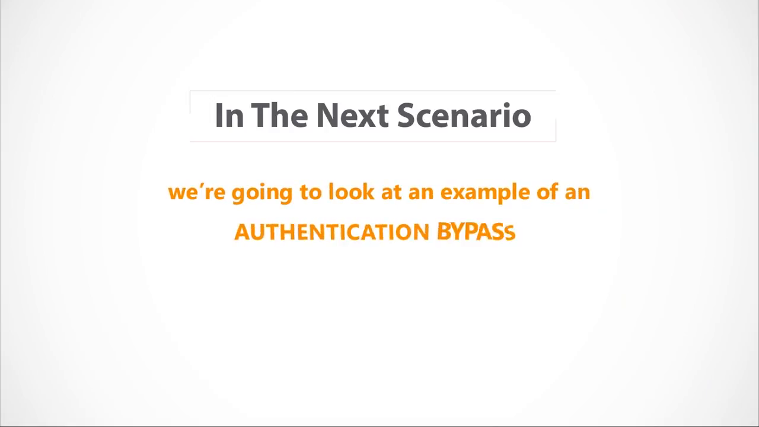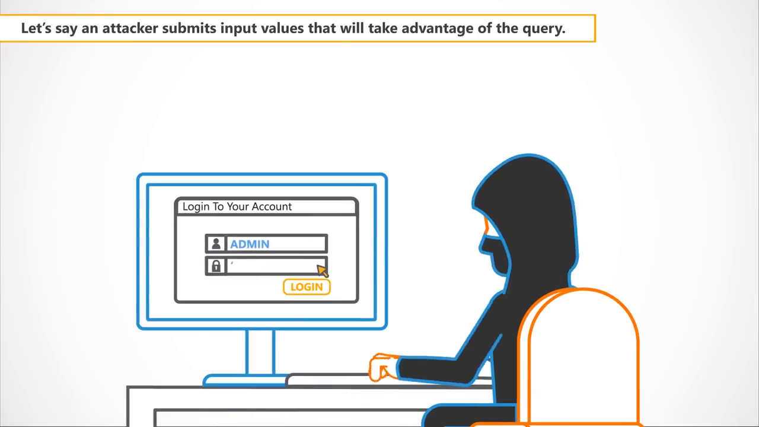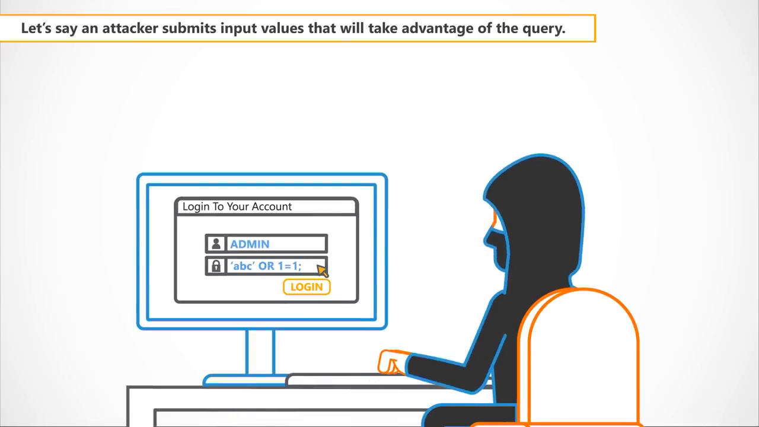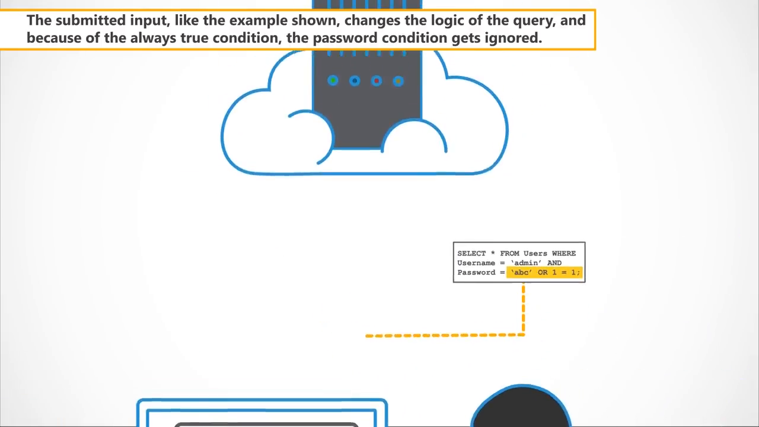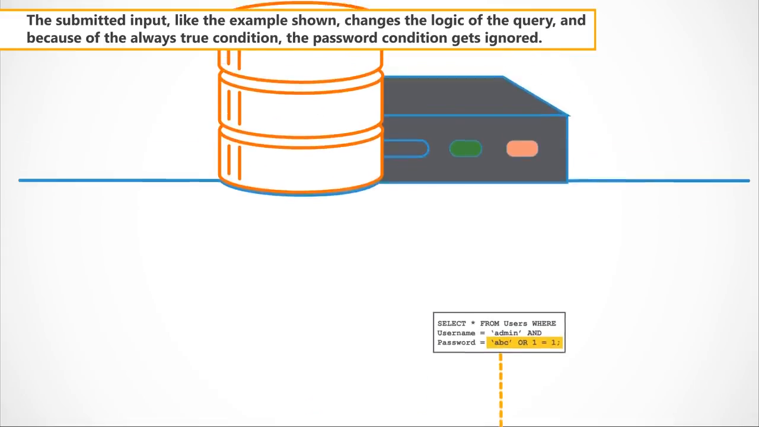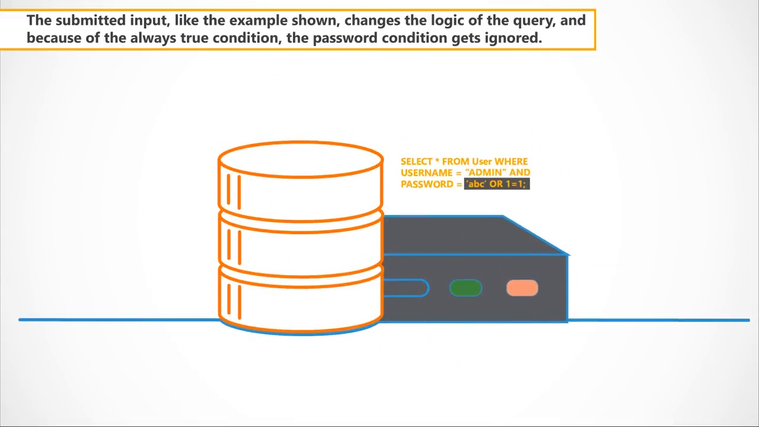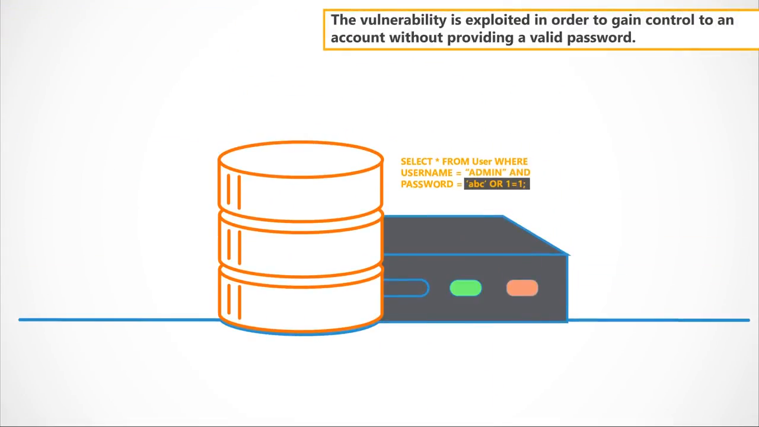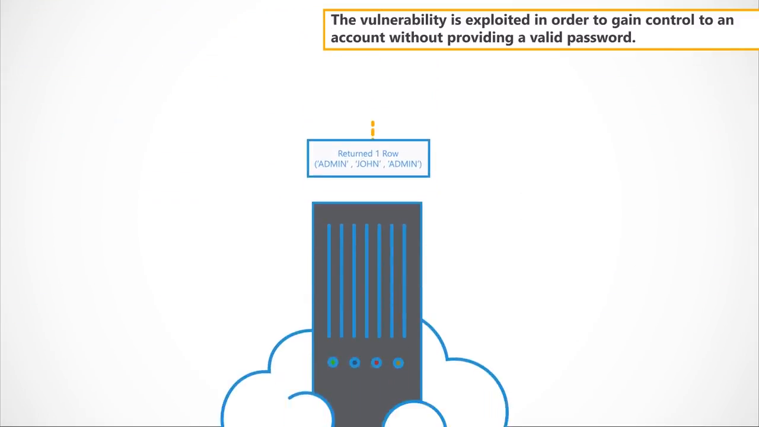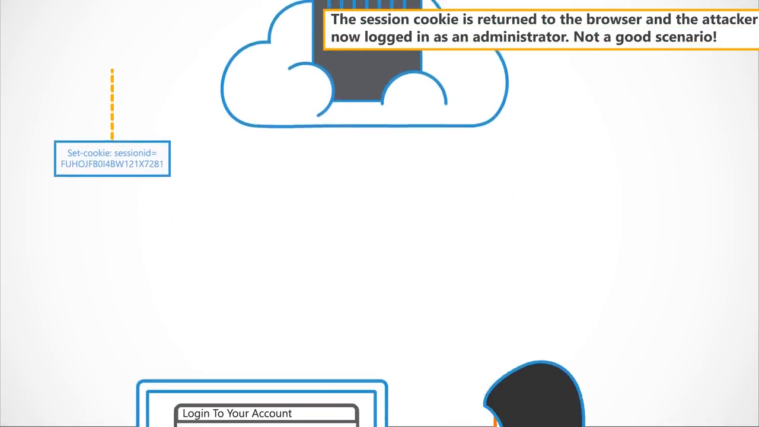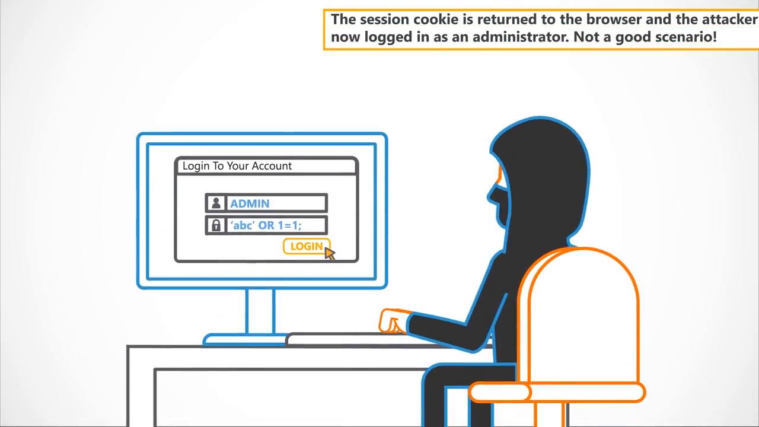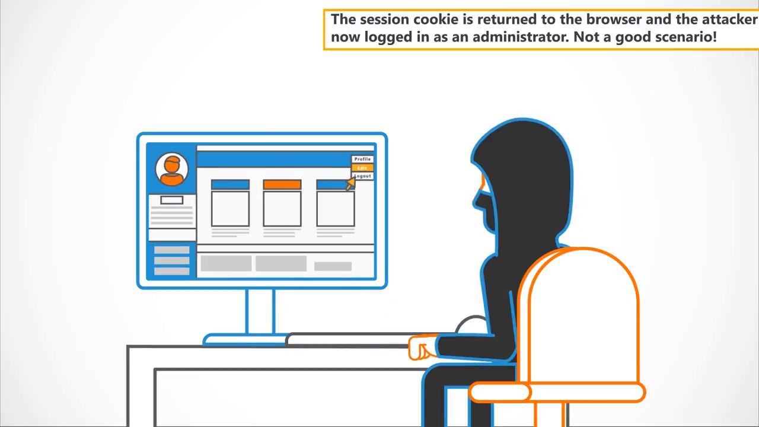In the next scenario, we're going to look at an example of an authentication bypass from a malicious SQL injection. Let's say an attacker submits input values that will take advantage of the query. The submitted input, like the example shown, changes the logic of the query, and because of the always true condition, the password condition gets ignored. The vulnerability is exploited in order to gain control to an account without providing a valid password. The session cookie is returned to the browser, and the attacker is now logged in as an administrator.